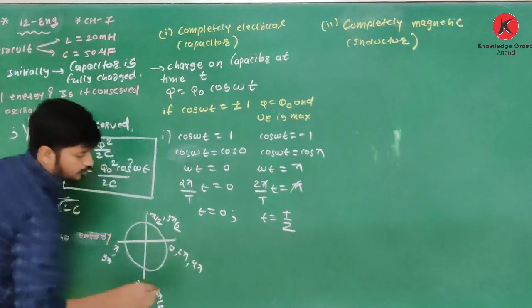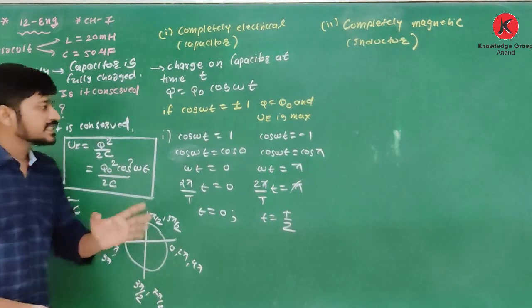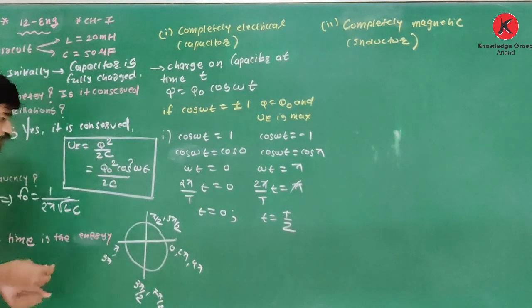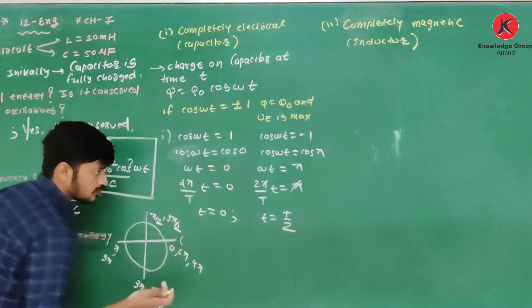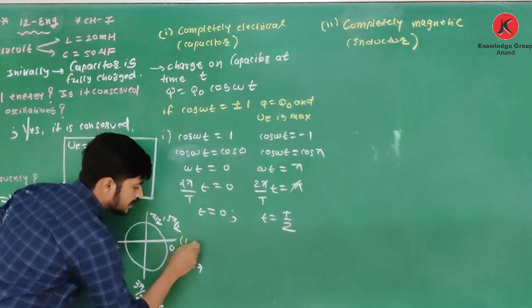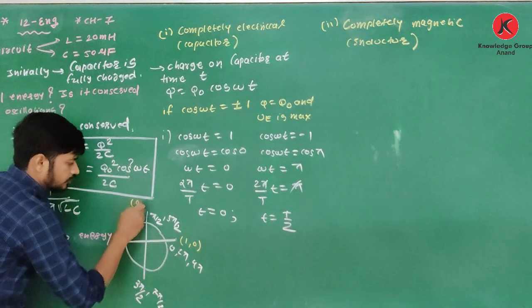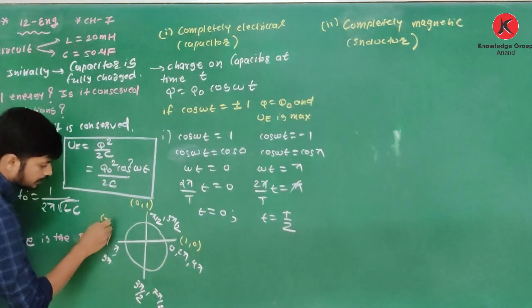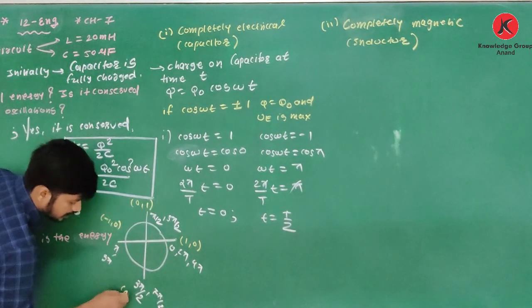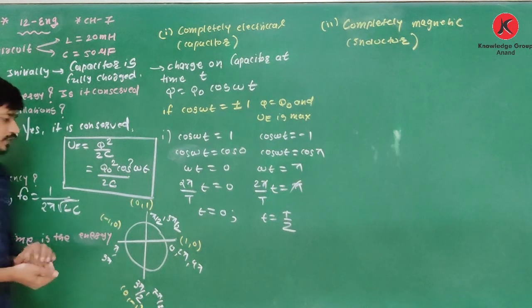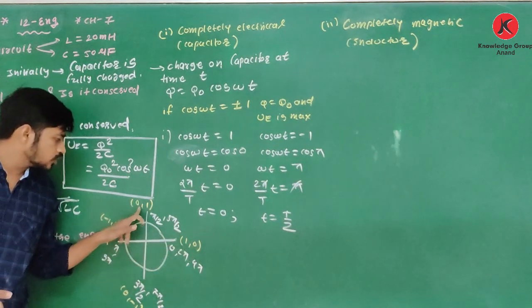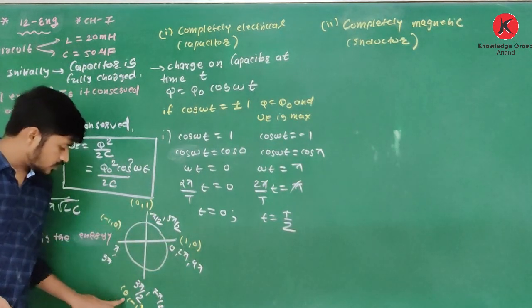Here it will be 4 pi. Okay. So what next angle you have to consider? See, you also have to remember the values: 1, 0; 0, 1; minus 1, 0; 0, minus 1. First cos, sine, cos, sine, cos, sine, cos, sine.